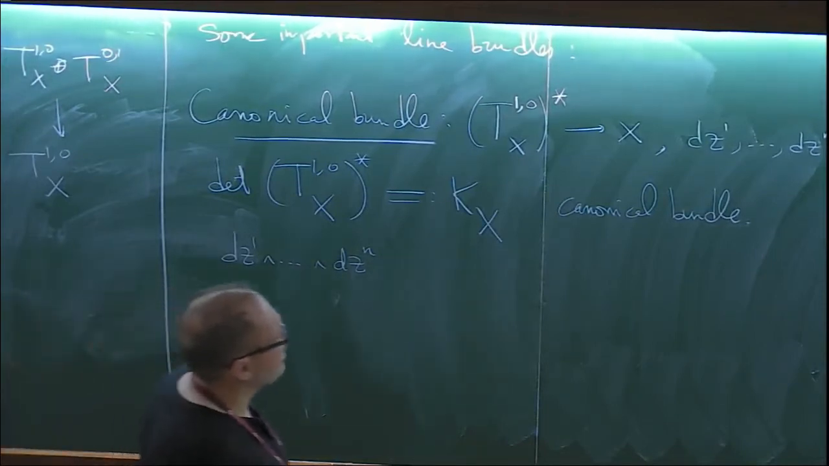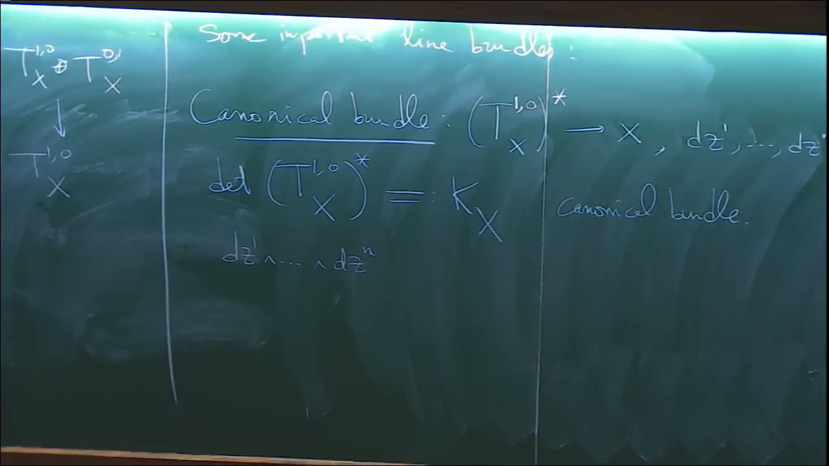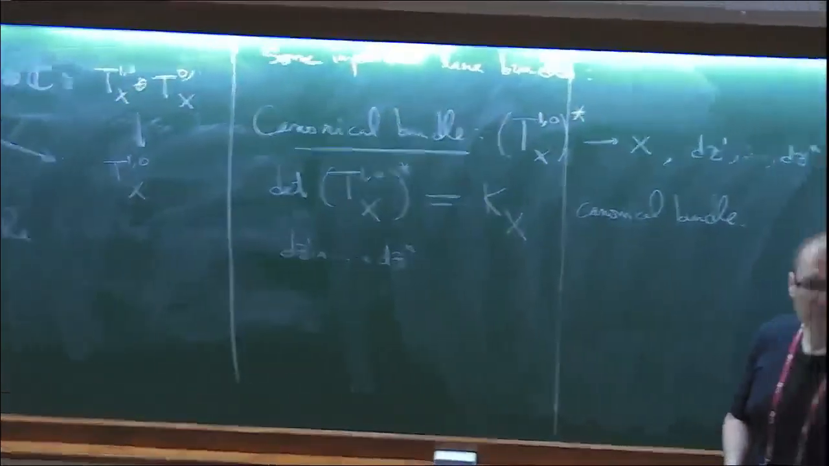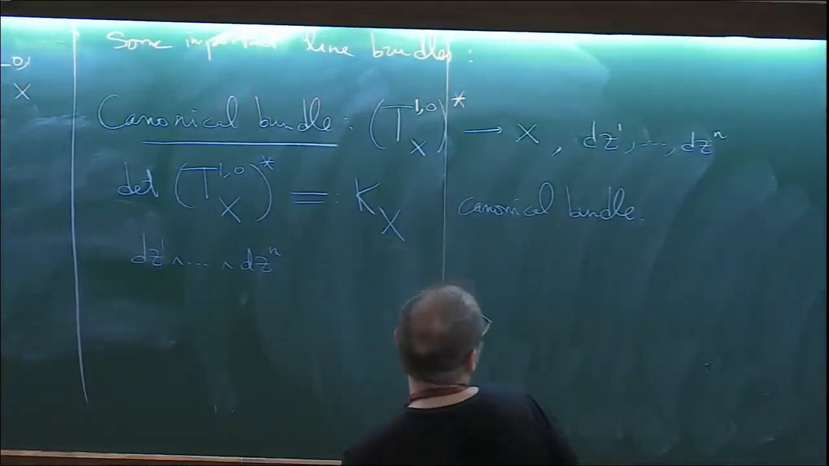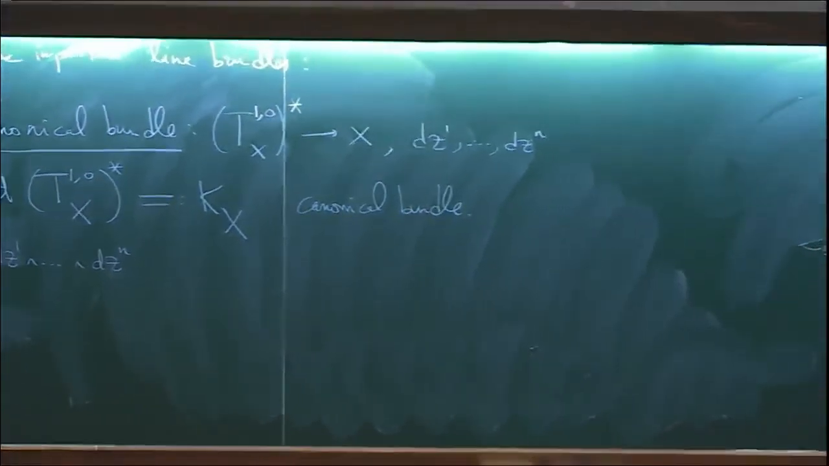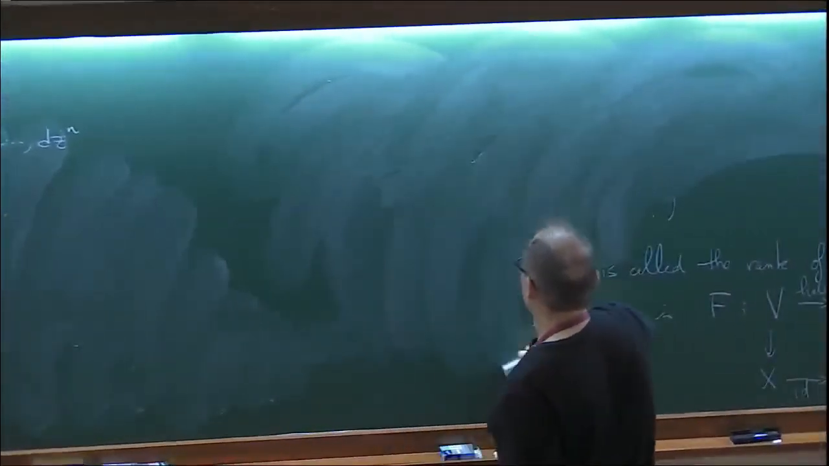And the name canonical comes from the fact that this is really the only non-trivial line bundle that every complex manifold has. So if you want to study complex manifolds in general, you often have no other line bundle besides this and the trivial bundle to really look at. So, okay, that's still too general. Let's be only slightly less general.